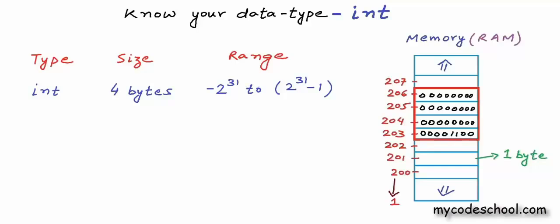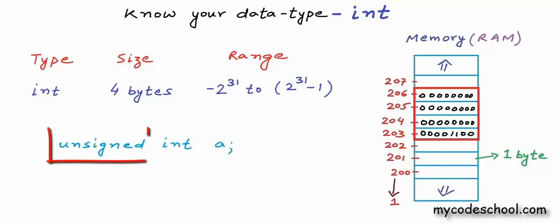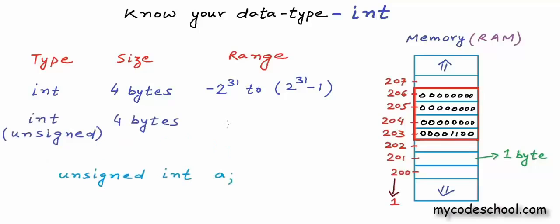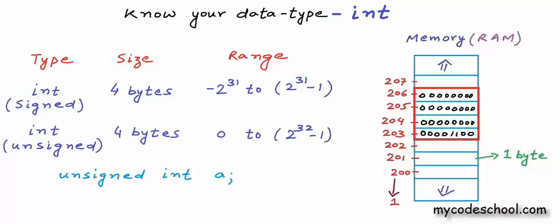We can choose to store only non-negative values in our integer variable. We need to use this keyword unsigned before int in our declaration, and now my variable will store only non-negative values. The range of unsigned int would be 0 to 2 to the power 32 minus 1. Size, once again, in a typical architecture would be 4 bytes. In case of unsigned int, binary value will be interpreted as it is and not through some other encoding mechanism like 2's complement notation.